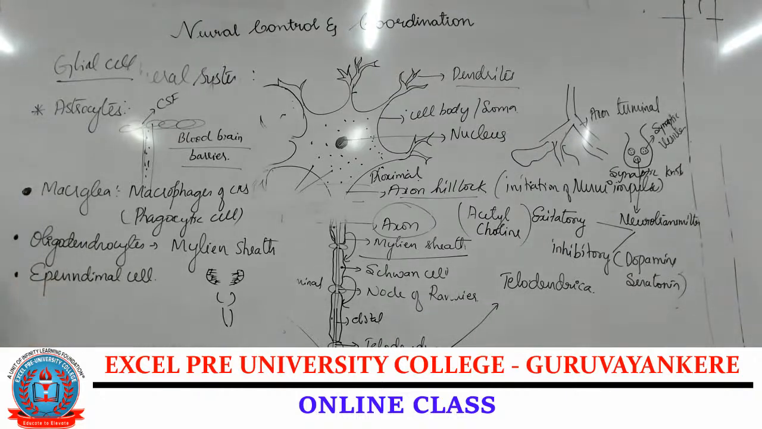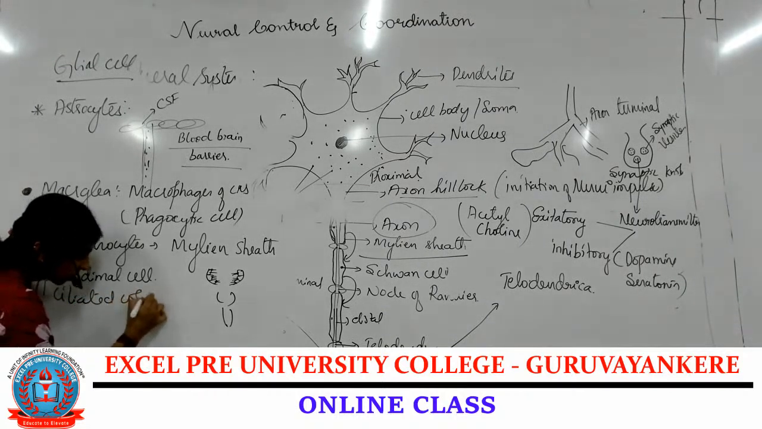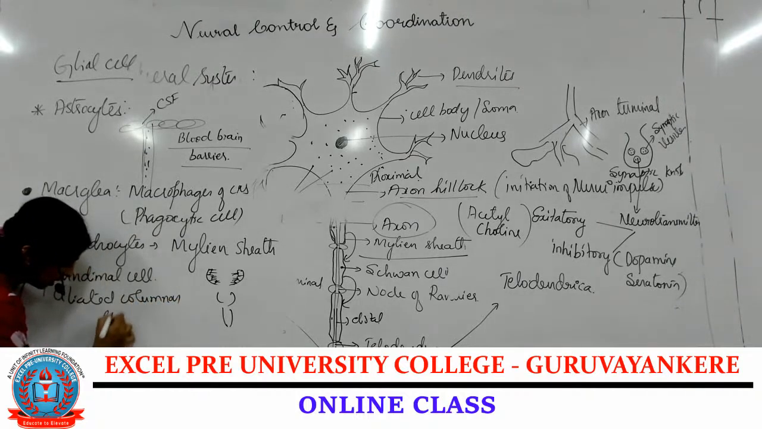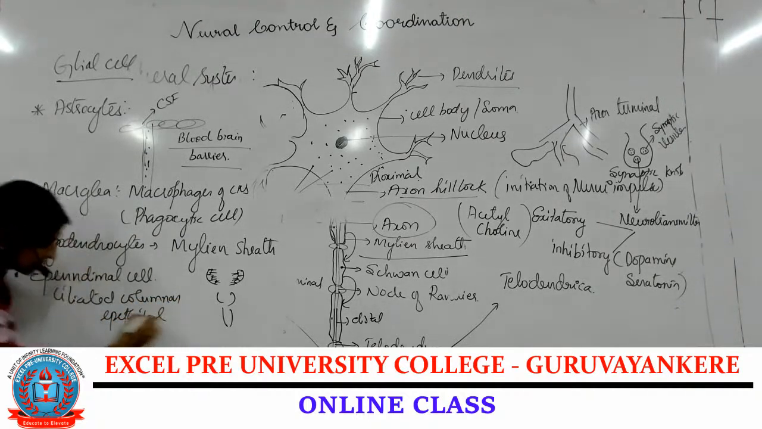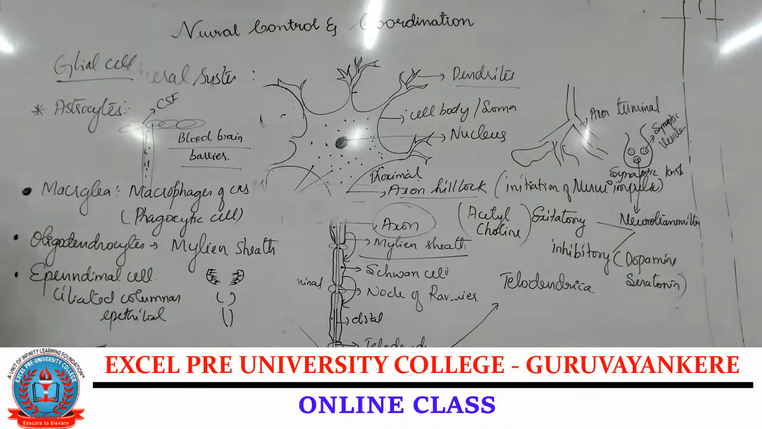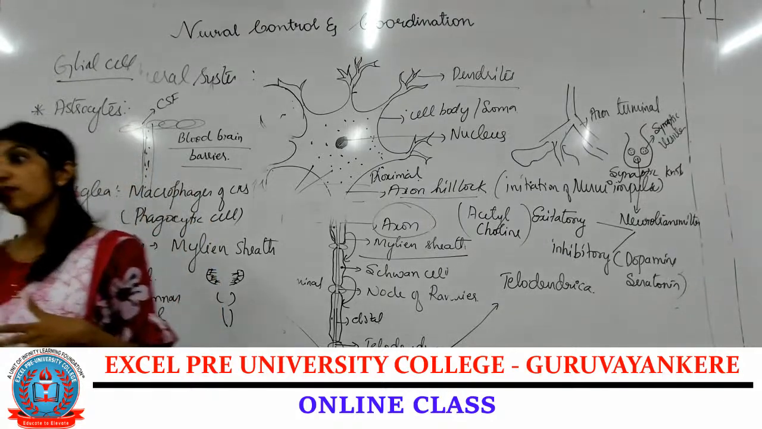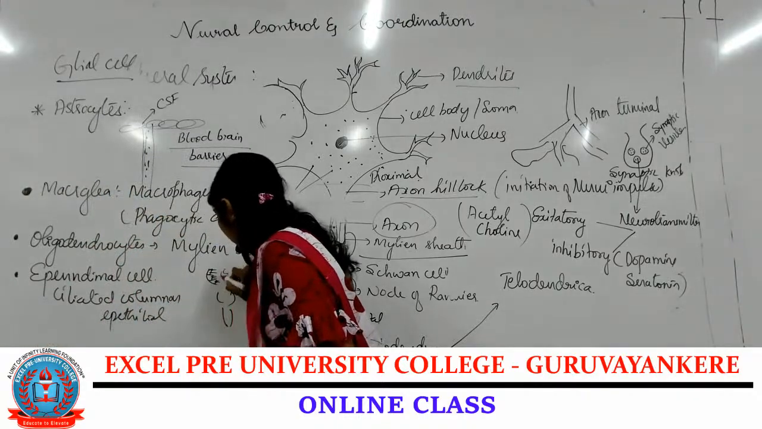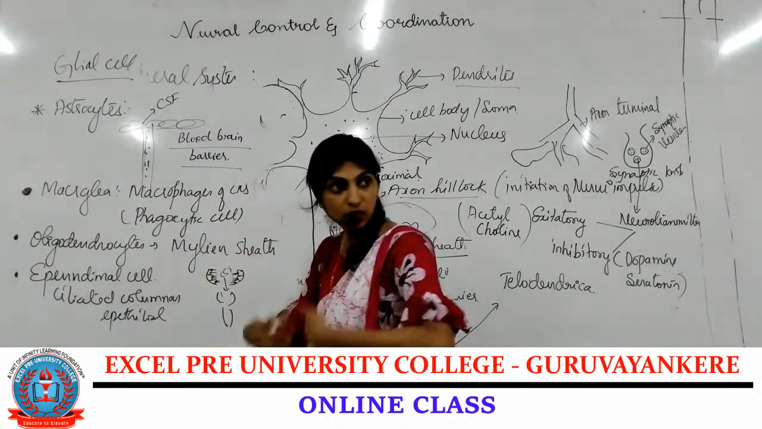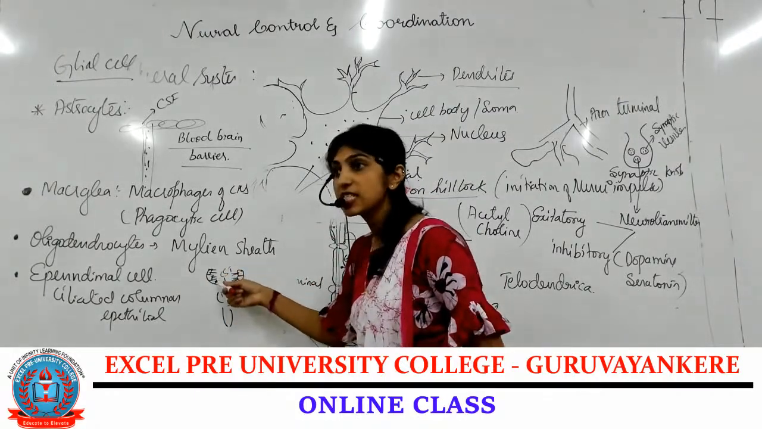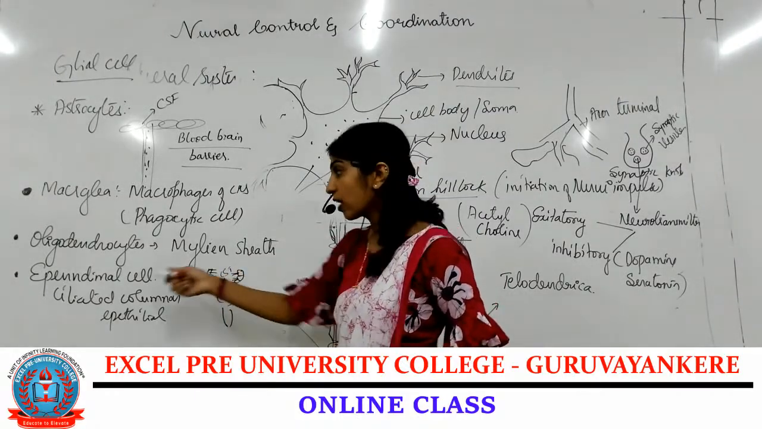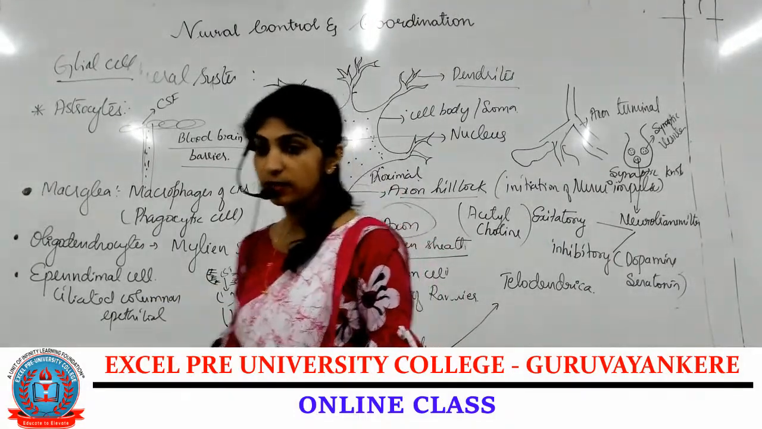They are called ependymal cells. Okay, along the ventricles of the brain, they have ciliated columnar epithelial cells, which are called ependymal cells. Their main function is they help in the movement of cerebrospinal fluid. The ciliated columnar epithelial cells will be helping in the movement of cerebrospinal fluid. They are called ependymal cells.